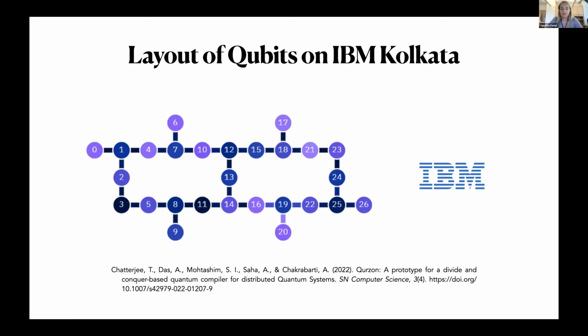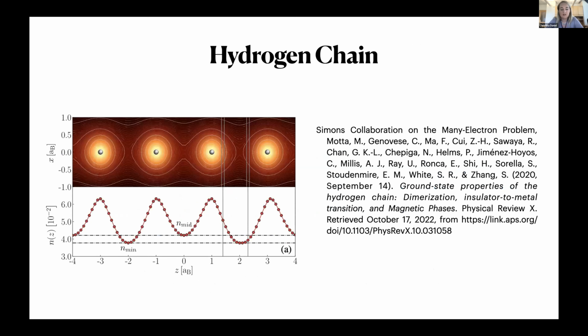I'd like to start with a little bit of motivation, and that motivation is to use a quantum computer to do something useful. As an intern at IBM Research right now, this is my perspective of the current state of quantum computers. In particular, this is the layout of qubits on the quantum computer called IBM Kolkata. There are 27 qubits, counting the 0th qubit on the left.